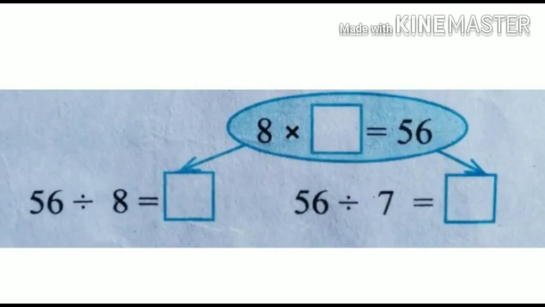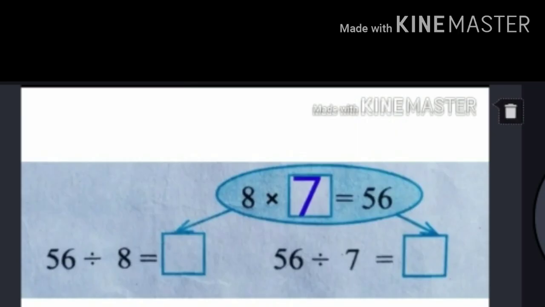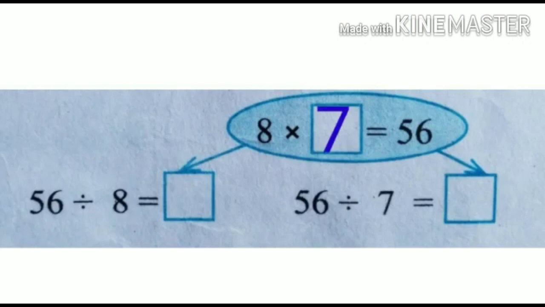See the next example. 8 multiplied by dash is equal to 56. So we have to say the table of 8 up to 56, that is 8 sevens are 56. Here they asked 56 divided by 8 is equal to dash. So we have to divide 56 by 8. So 8 sevens are 56. So therefore our answer is 7. So 56 divided by 8 is 7.